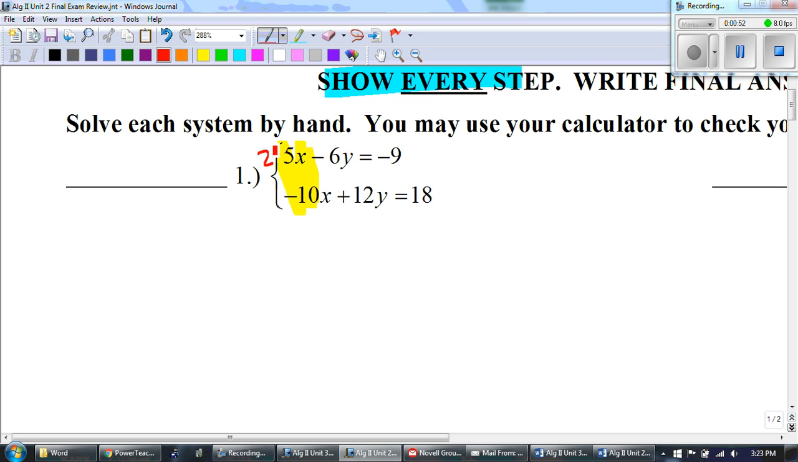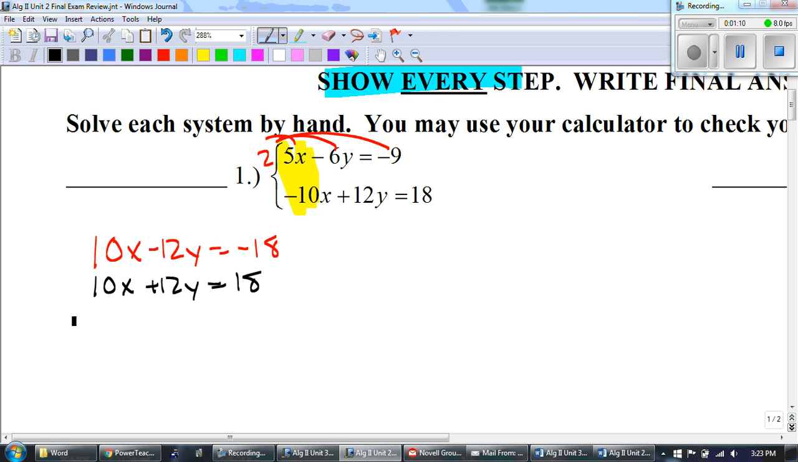And remember, when I multiply, I have to distribute to everything. So that turns into 10x minus 12y equals negative 18. I didn't multiply anything to the bottom, so that stays the same. And then we're going to add everything up.